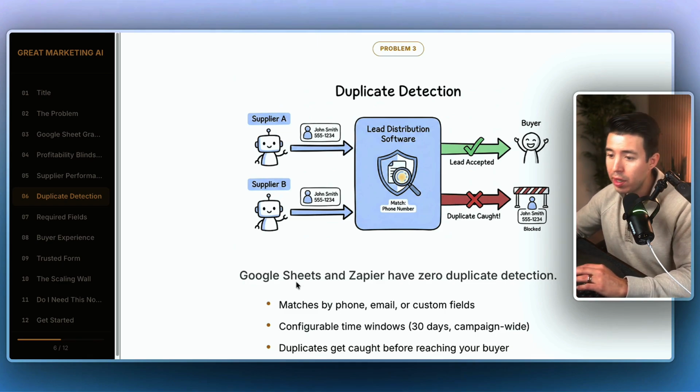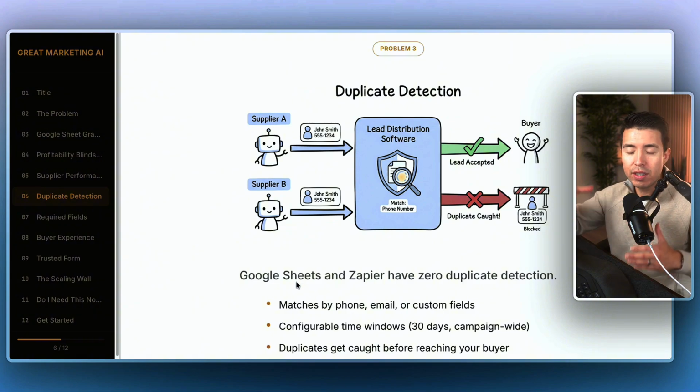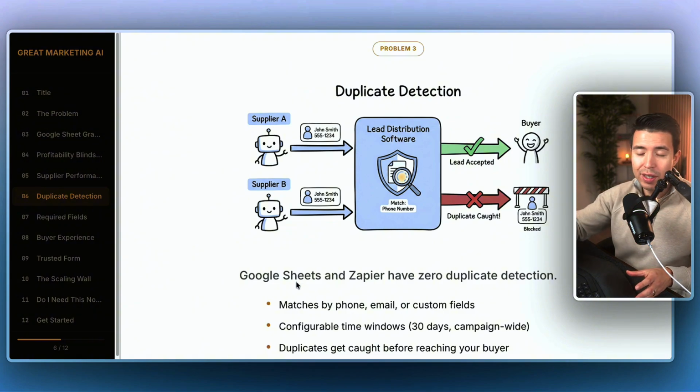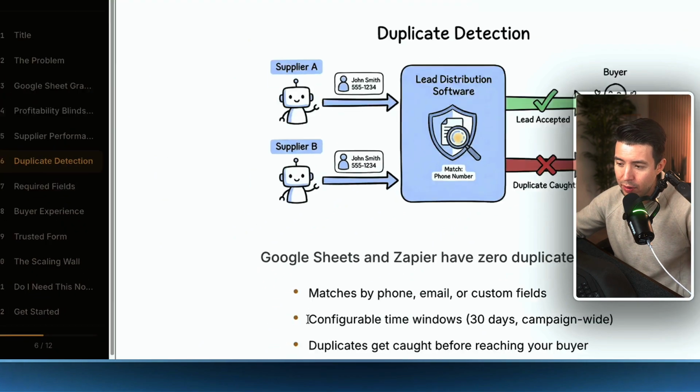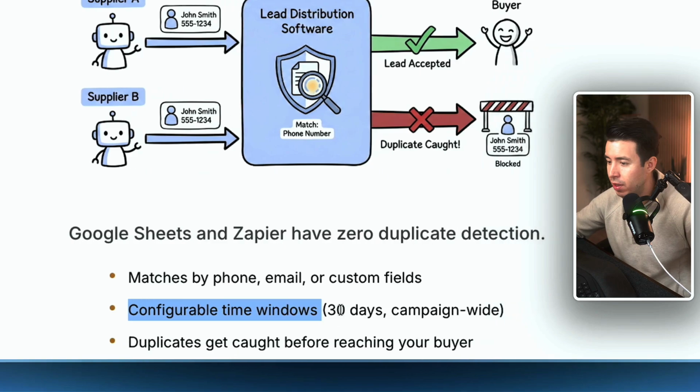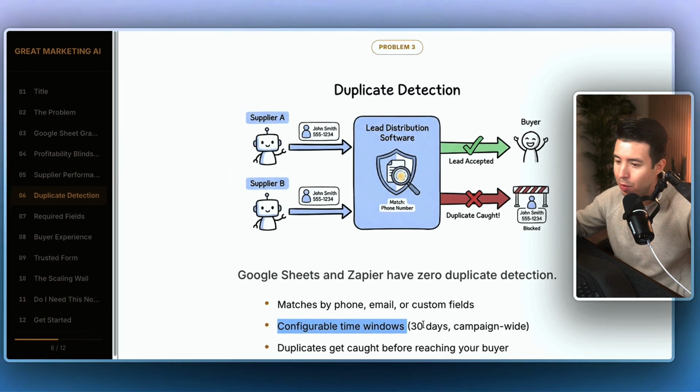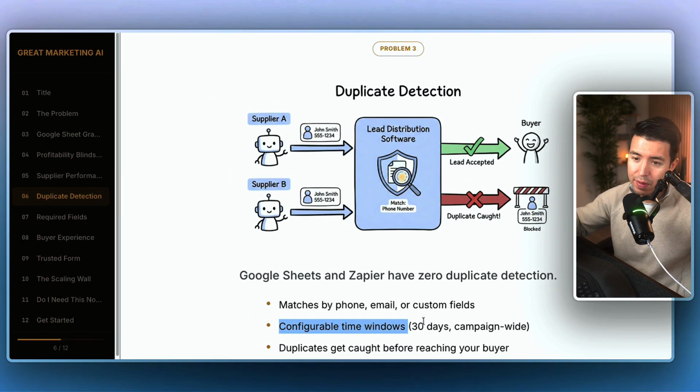And this is really important because these different suppliers are running ads or generating these leads. John Smith might see supplier B's ads and sign up. And then John Smith might also see supplier A's and sign up. And now you're paying for that lead twice. You could have caught that with a lead distribution software. With Lead Distro AI, you can configure the different time windows and different settings and how you match different fields. This will automatically save you time and money.